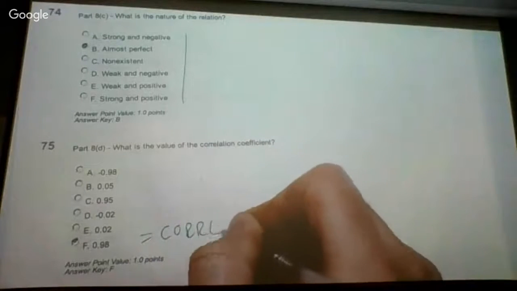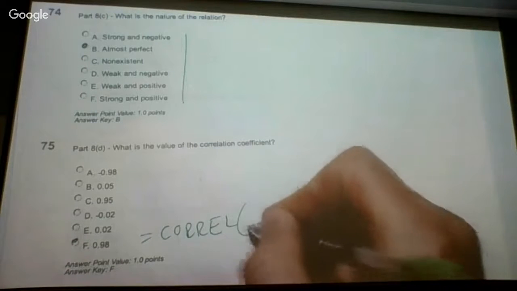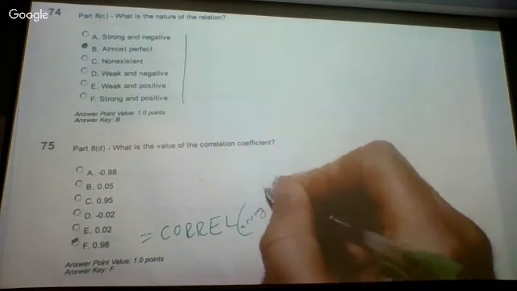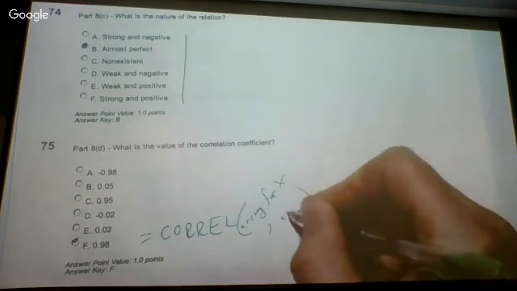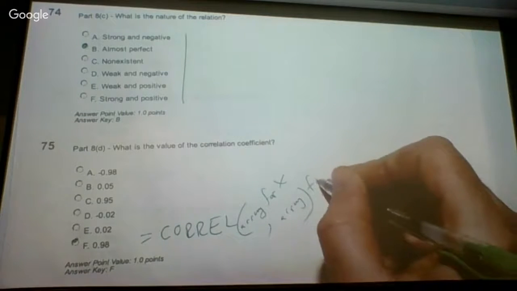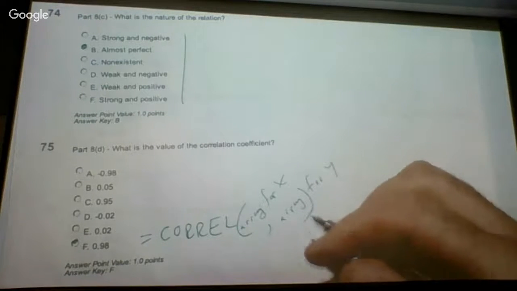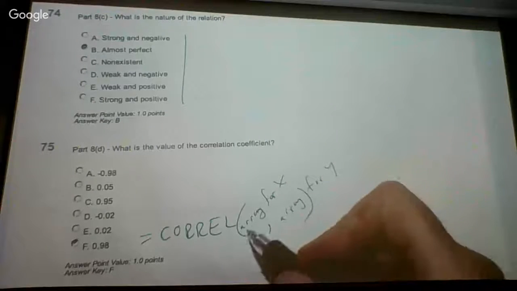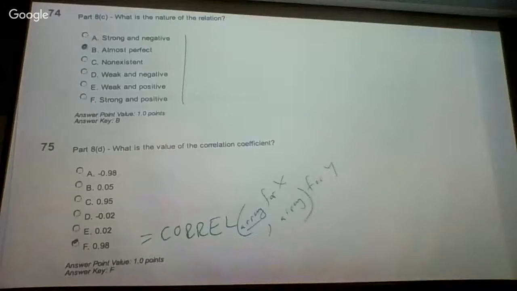The value of the correlation coefficient, 0.98. Thank you, correlation function. Array for x, array for y. Because that's what those things are called. That collection of numbers in Excel is called an array.